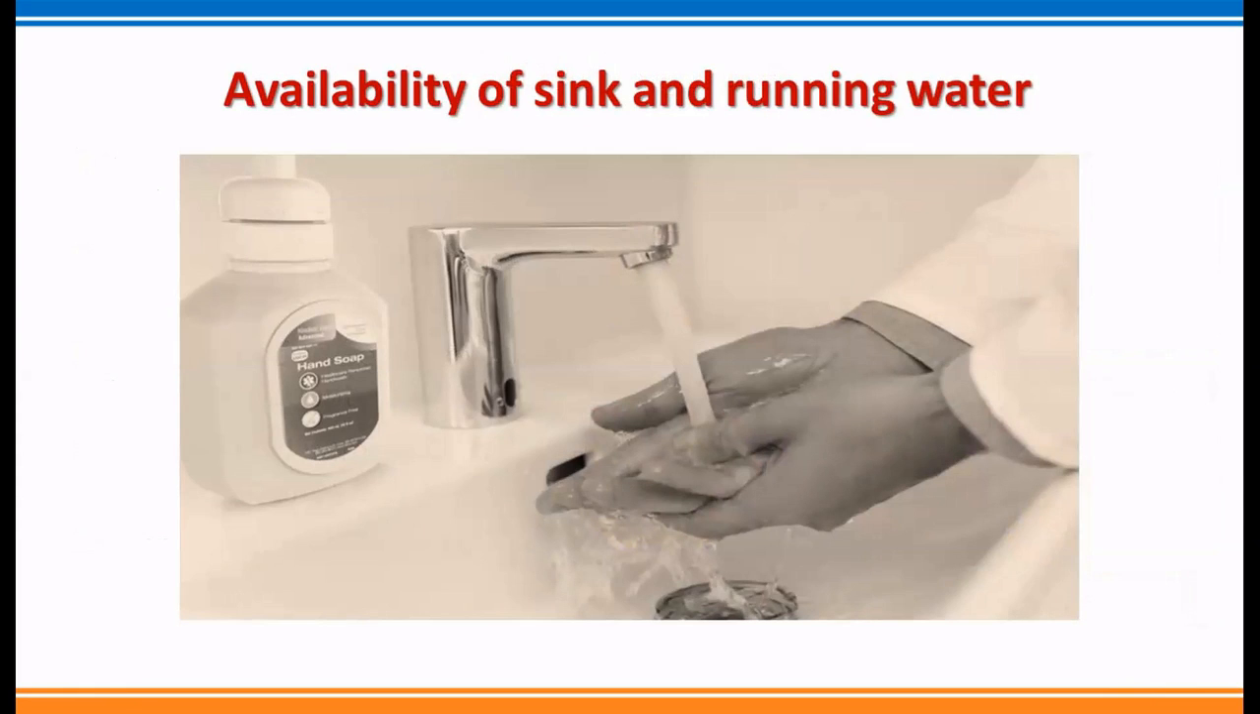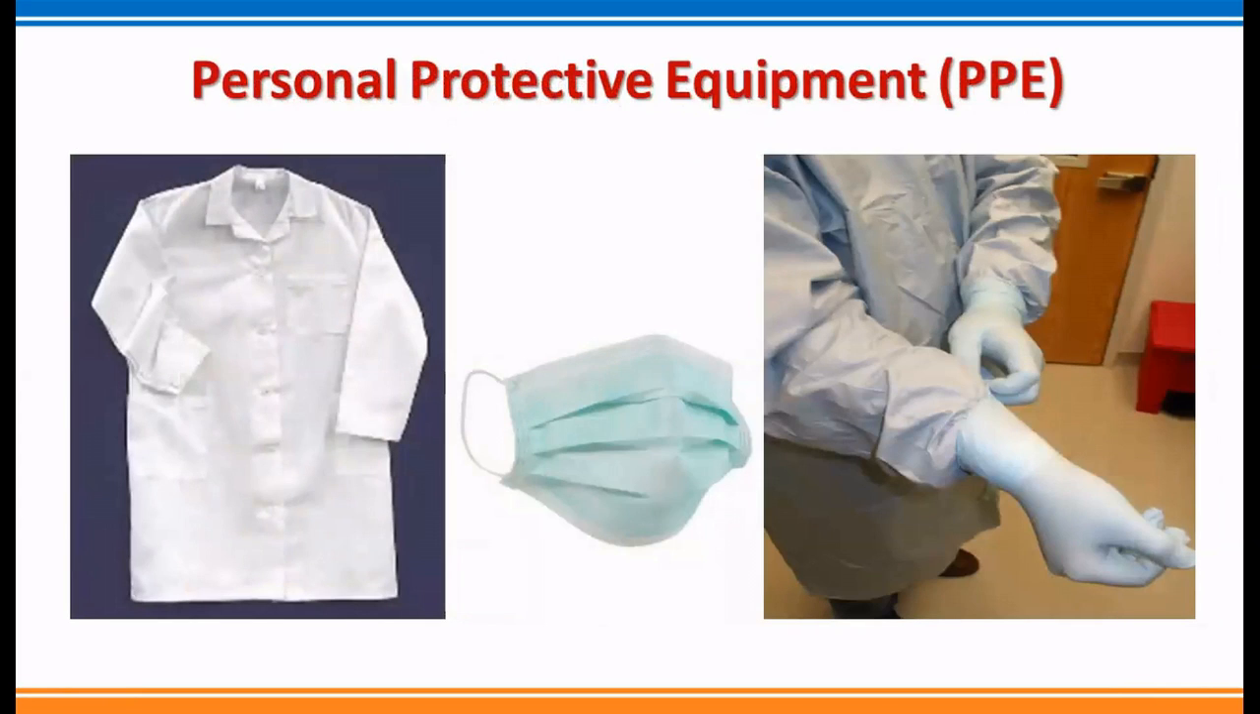As you all know, availability of sink and running water is a very critical infrastructural requirement for facilities, and this should be ensured. Among the personal protective equipments, we call PPE, the laboratory coat, face mask, a surgical mask here, and the gloves are three important things which have been shown here. But we will see the details of what type of personal protective equipments we use as regards this present exercise.